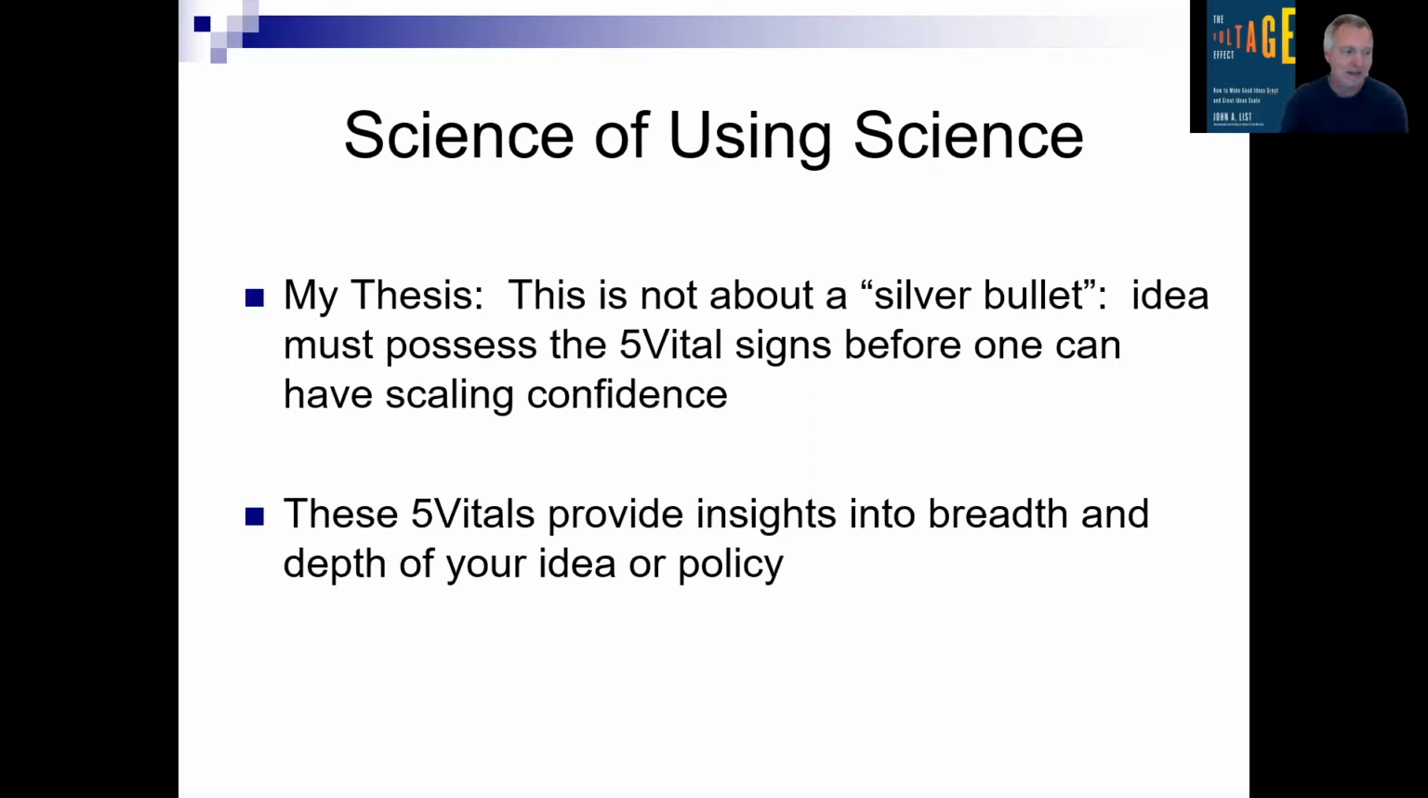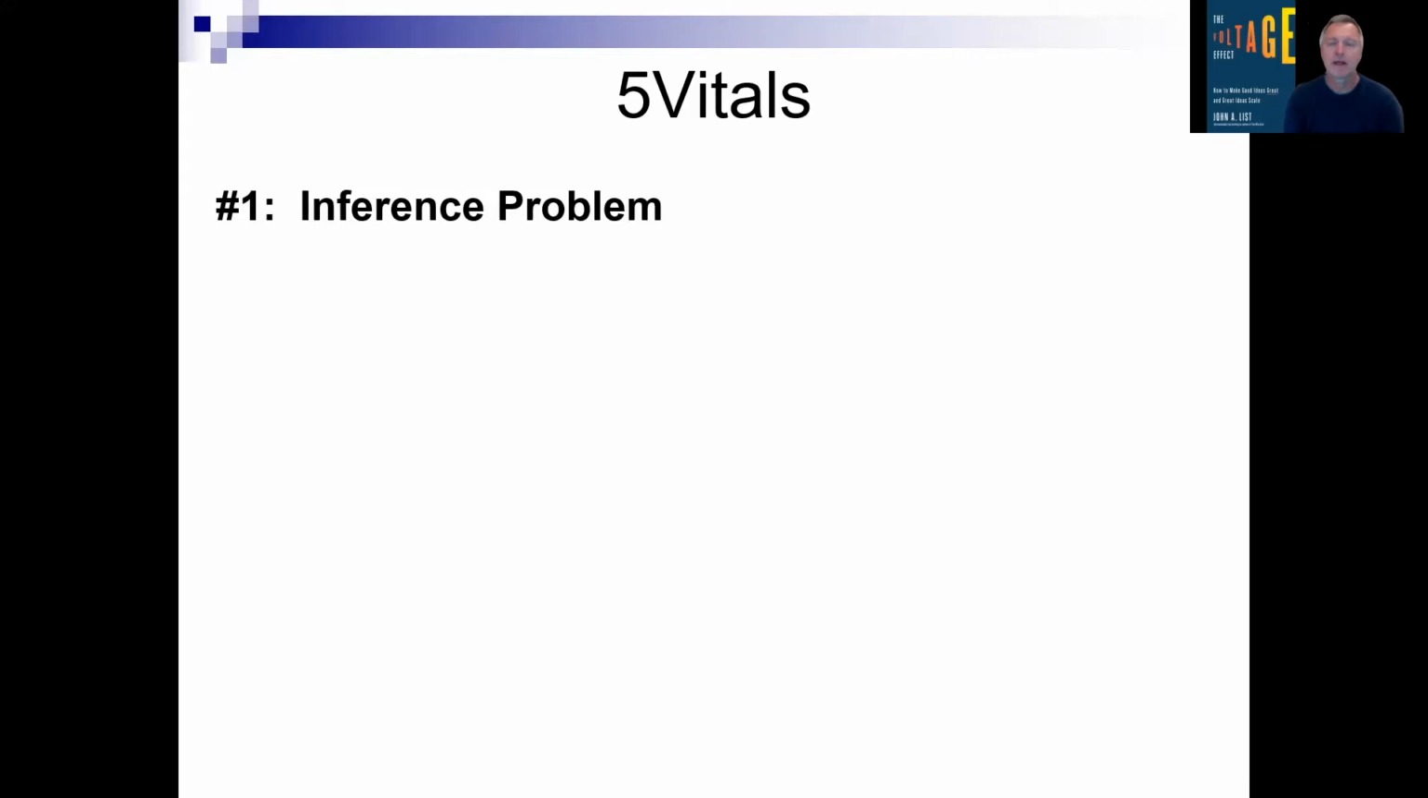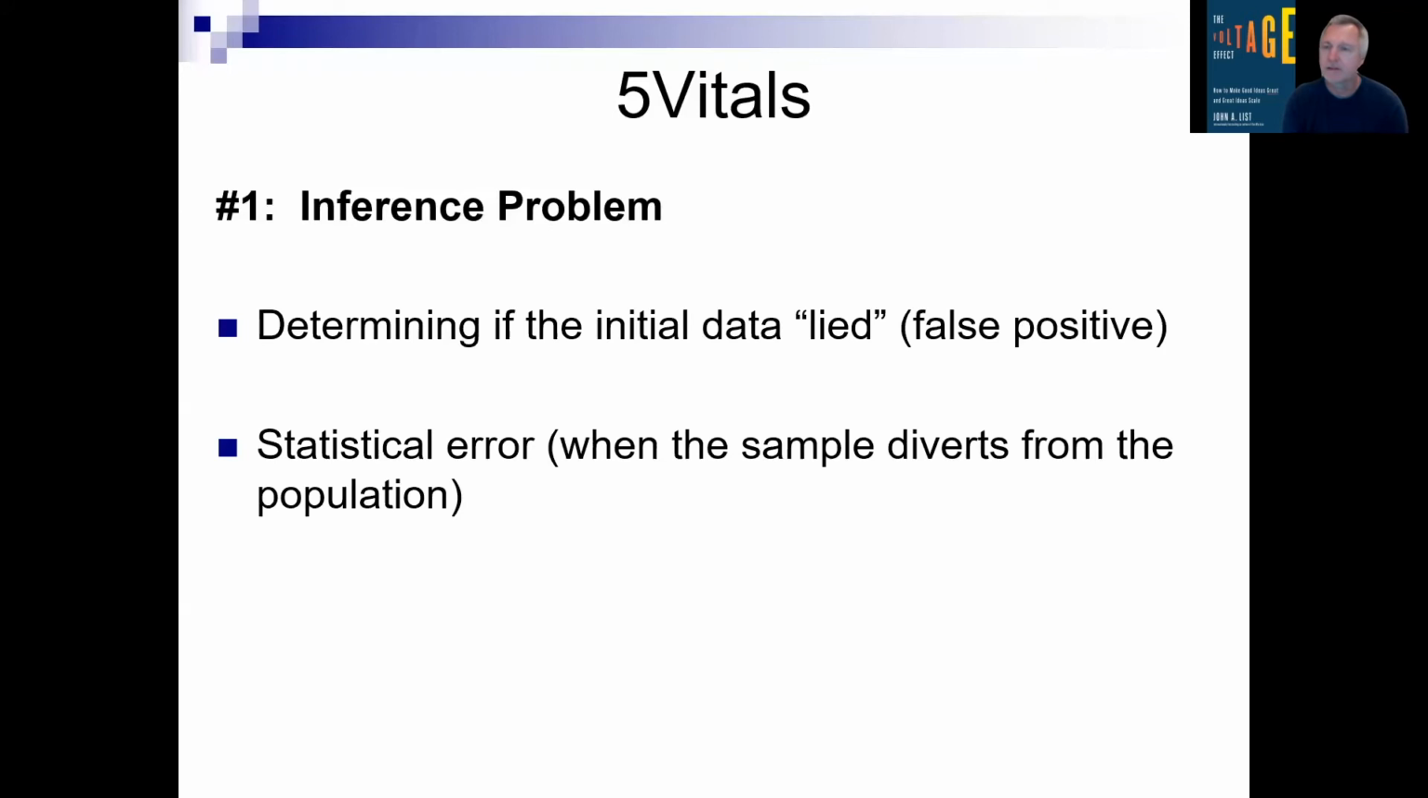Okay, so let's talk now about the five vital signs. The first vital sign is what I'm going to call the inference problem. And this is basically determining, did the initial data lie? Were they a false positive? And in most of our parlance, this is called a statistical error. The sample diverts from the population.